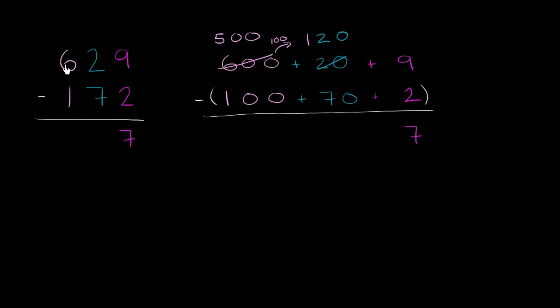So I didn't change the value of 629. I took 100 from the hundreds place and I gave it to the tens place. Notice 500 plus 120 plus 9 is still 629. We haven't changed the value.